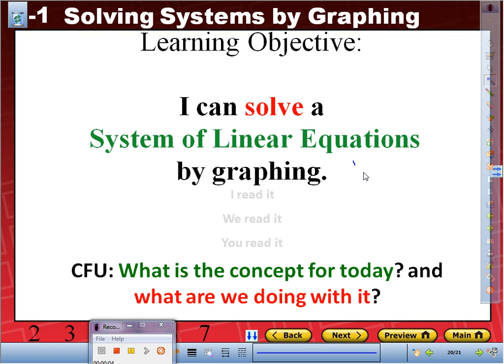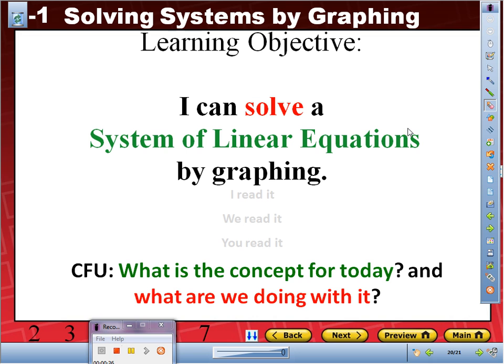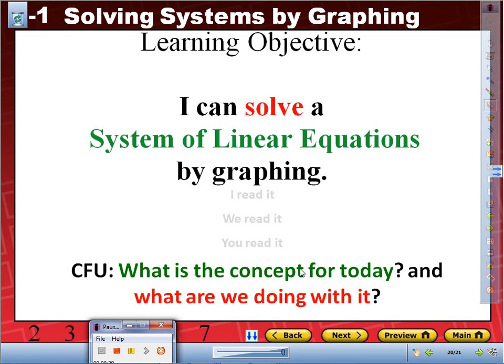Your title for your notes today, just title it Systems of Linear Equations. Write down your objective at the bottom left and get a Frayer model going, please, for the concept. All right, so here we go. I can solve a system of linear equations by graphing.